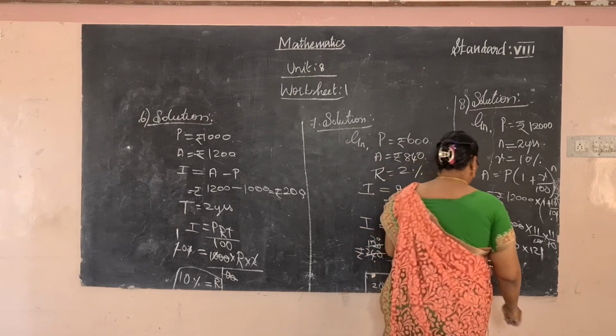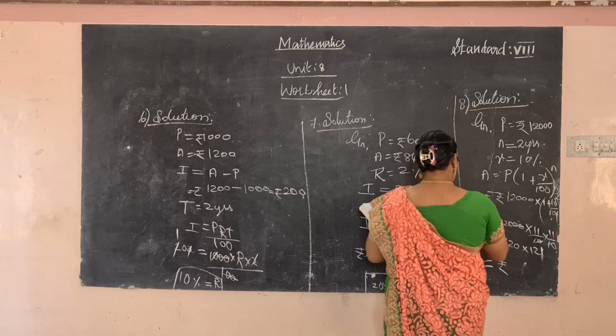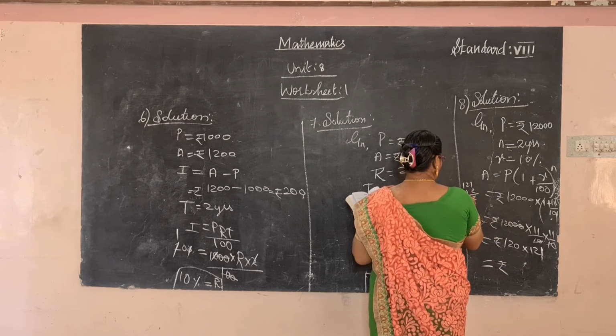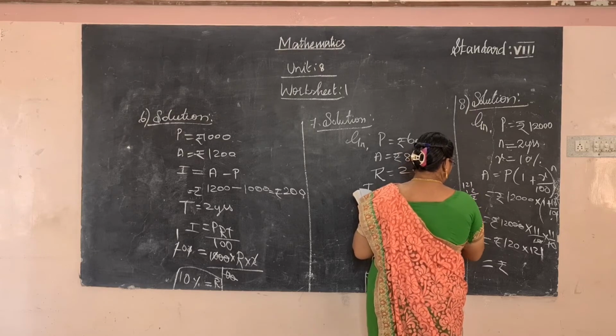We get rupees, multiply, we get 121, 12s are 12, 2, 4, 2, 1, 2, 2, 5, 4, 1.